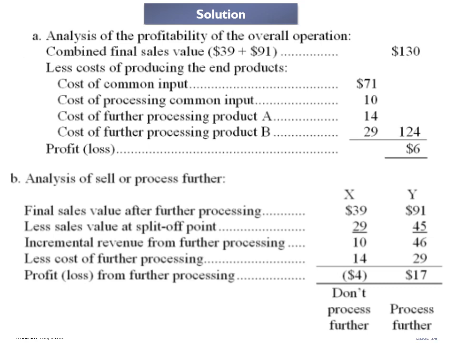So the decision will be for X, don't process further, and it's better for the company to sell the product X at the split-off point. And for Y, the company will process further. That means it is better for the company to sell the product Y after the split-off point.